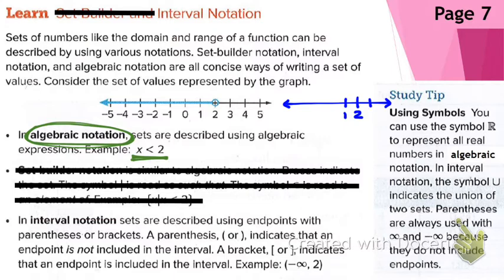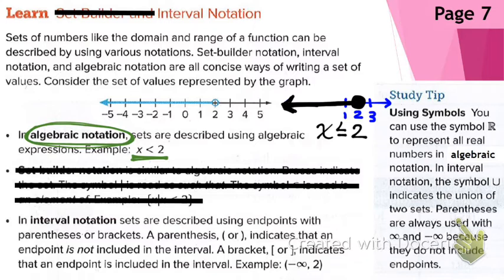2, 1, 3. I'm not going to write in all the other numbers. But if I had a filled in dot right here and pointing to the left, how would I write that in algebraic notation or inequality notation? X is less than or equal to 2. So far, so good? Okay.